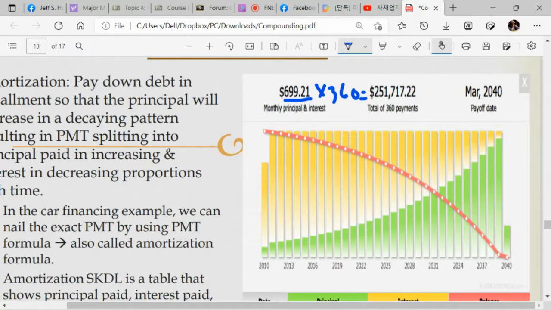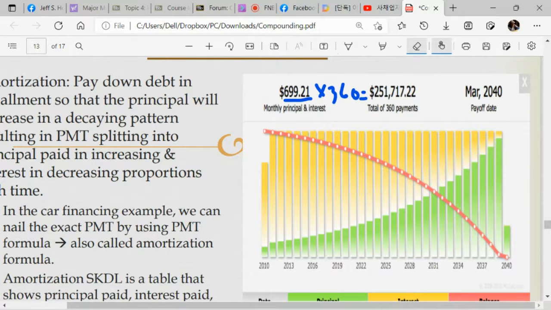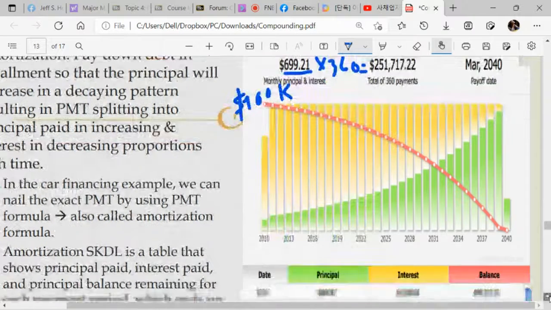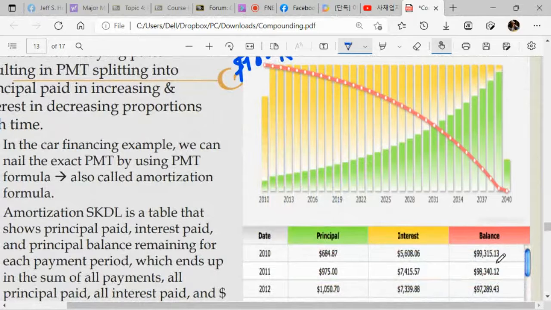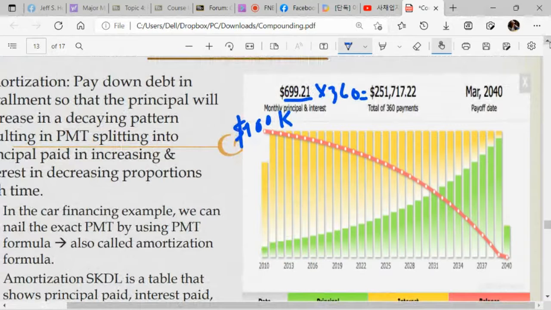And of course, this curve is basically how the principal goes down. But what is the principal? It looks like the principal is about $100,000, about 100K originally. How do I know? Because after making the first payment, the balance dropped to 99,315. So after the first monthly payment, and the monthly payment is about 700.